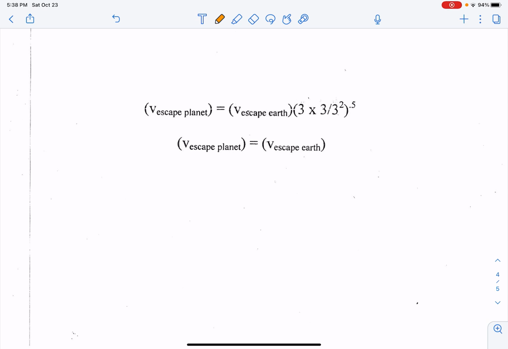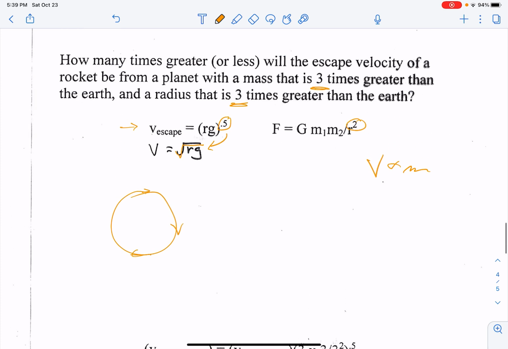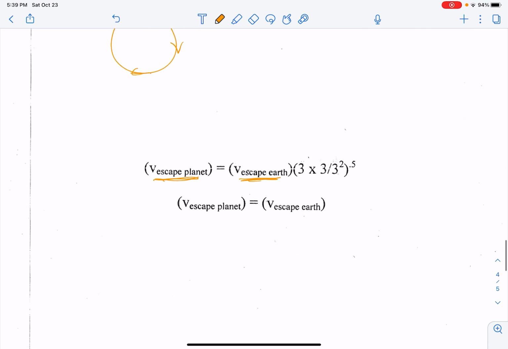All right, we're back. So here's the escape velocity of the planet. Here's the escape velocity from the Earth. And remember, this planet is 3 times greater in mass and 3 times greater in radius. So what does that look like?